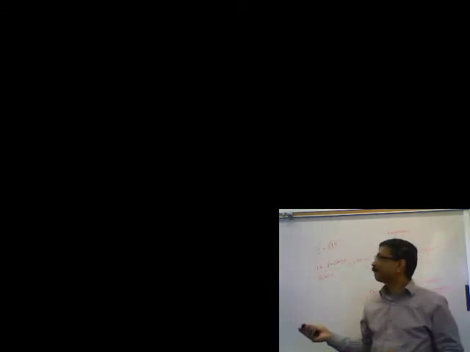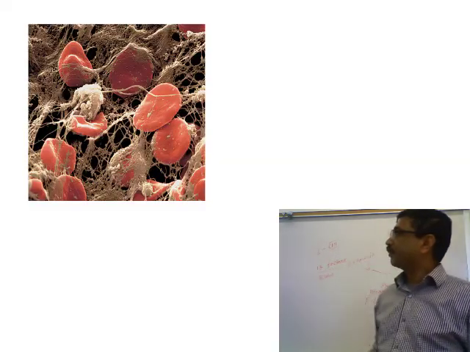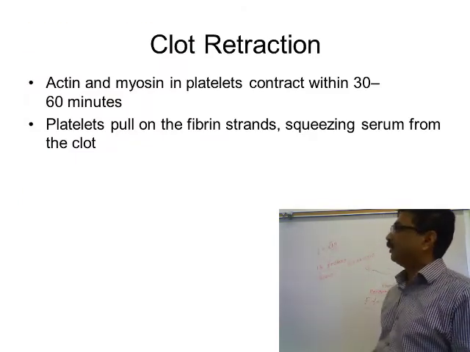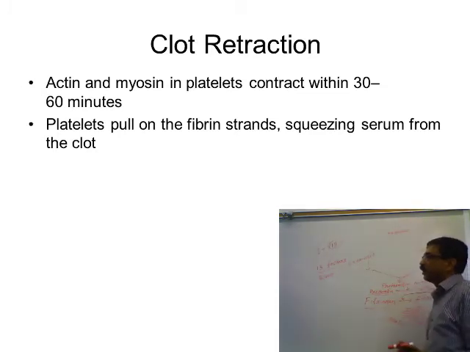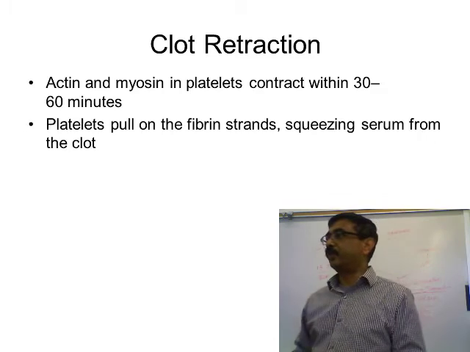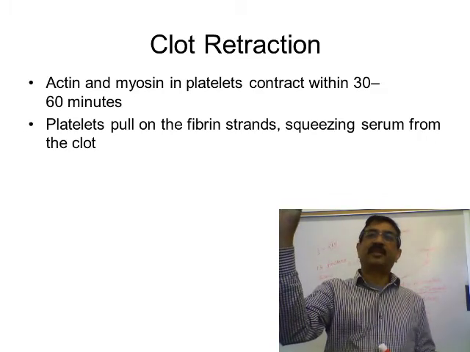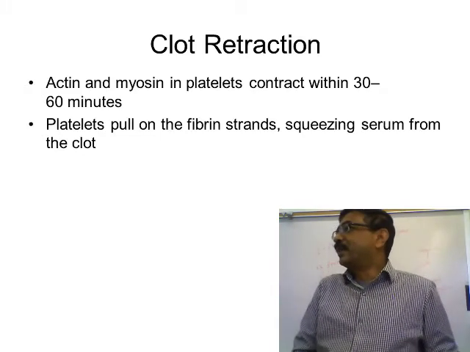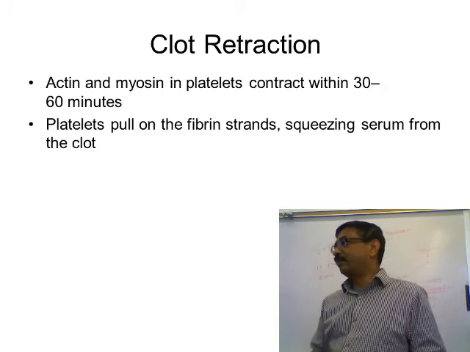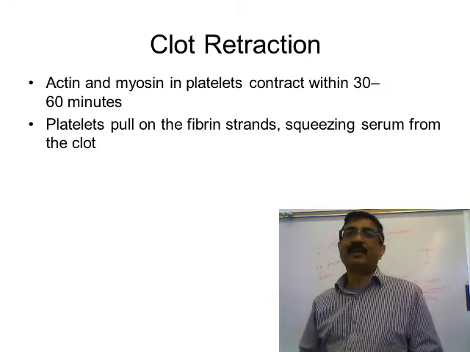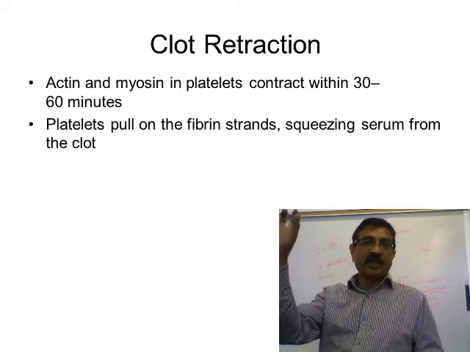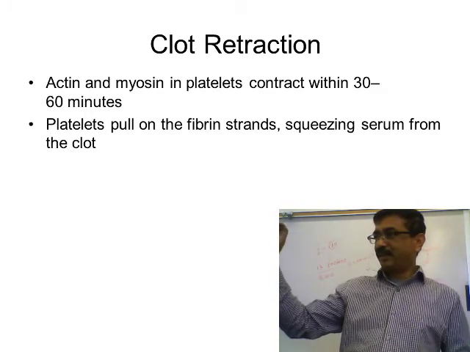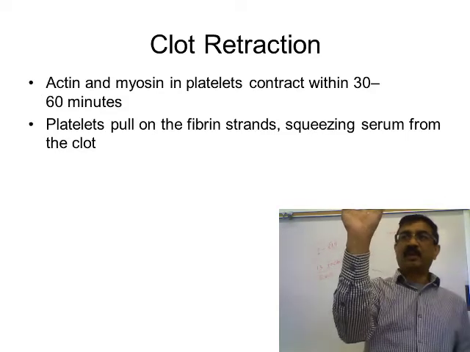Here is the fibrin mesh. Clot retraction. After the clot is formed, within 30 to 60 minutes after the clot formation, the clot retracts, squeezes, gets smaller. Why does that happen? Inside the platelets, you have actin myosin filaments. You must remember from NP1, right? Actin myosin, contractile proteins, they contract the platelets inside the clot. So the clot gets smaller.